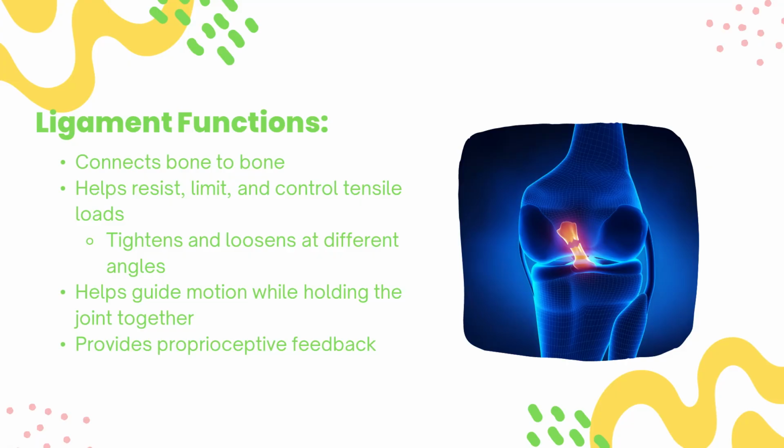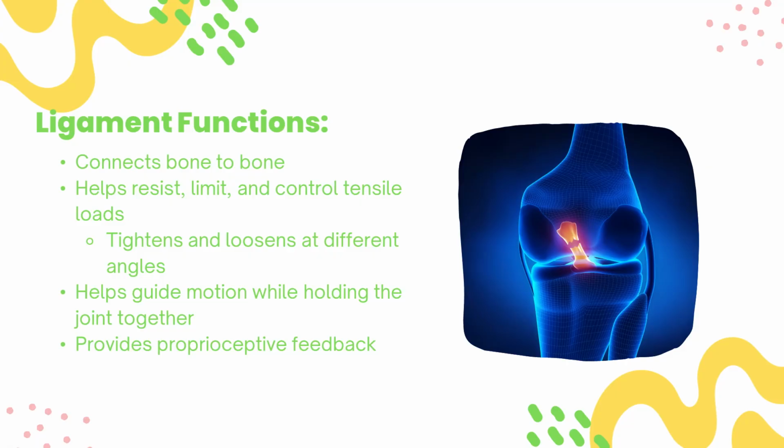Typically, the ligaments are named for the bones that they attach together. So it's very easy for us to understand where these ligaments are in space when we talk about the coracohumeral ligament, the coracoid process to the humerus. Pretty plain and simple there, okay?